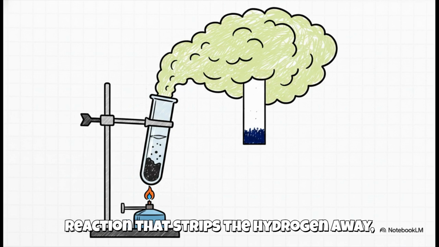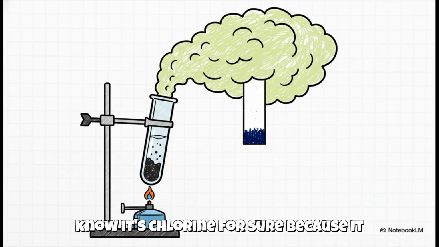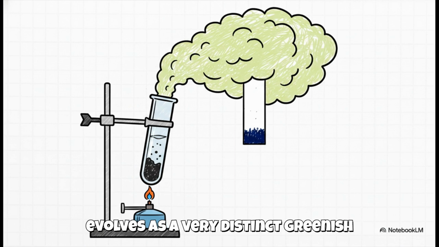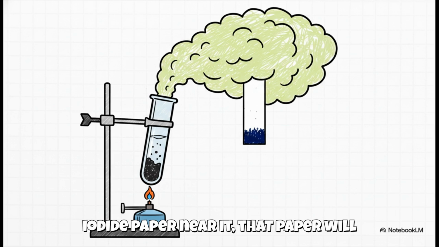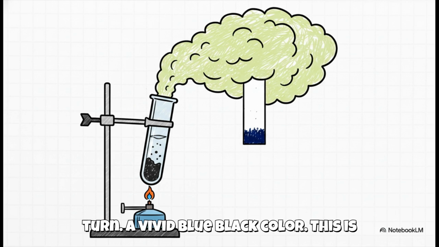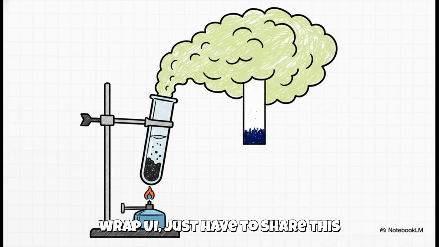This triggers an oxidation reaction that strips the hydrogen away, releasing pure chlorine gas. You will know it's chlorine for sure because it evolves as a very distinct greenish-yellow gas. And if you hold moist starch iodide paper near it, that paper will turn a vivid blue-black color. This is a definitive, highly colorful confirmation of HCl's identity.